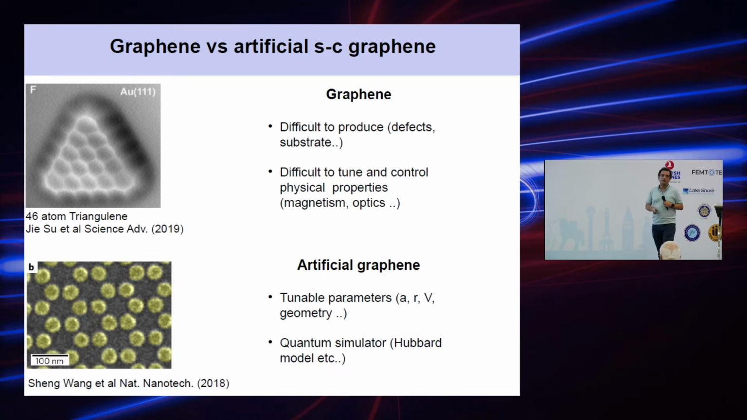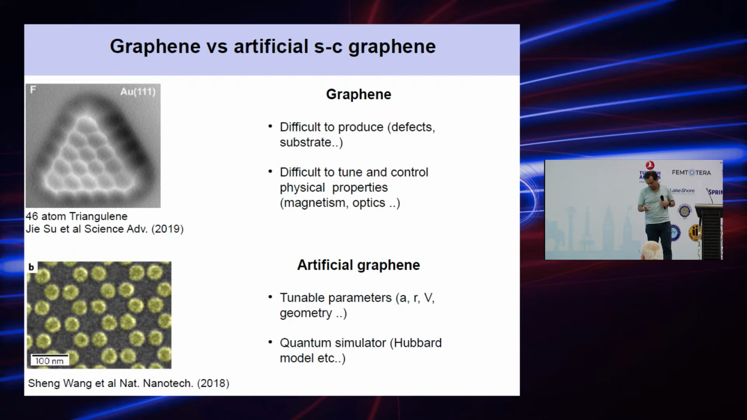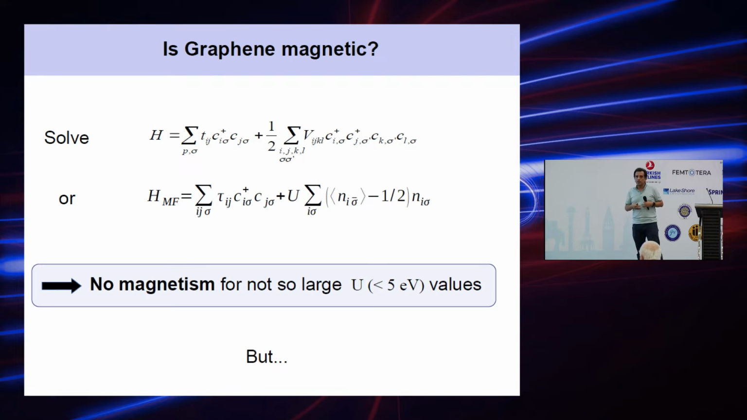Okay, so this is very nice, because there are lots of tunable parameters: the dot-to-dot distance, the radius of the dot, the potential depth in these circular quantum wells. This is not possible with the real graphene, where you have many uncontrolled parameters, substrate effects, oscillation problems, and so on. And this would also be very good for building a quantum simulator, or for instance a Hubbard model, and so on.